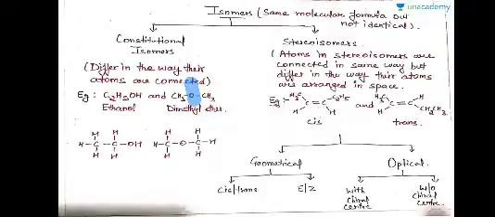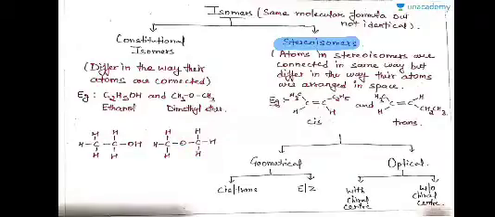For example, in ethanol we have the functional group OH, whereas in dimethyl ether the functional group is O. So these are known as constitutional isomers. And the other type of isomers are stereoisomers.